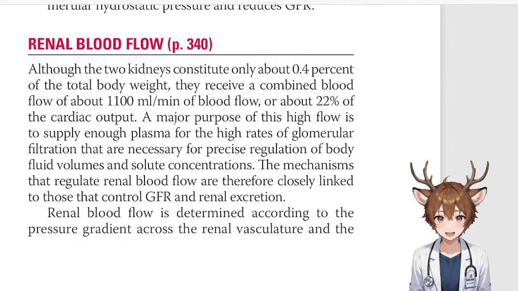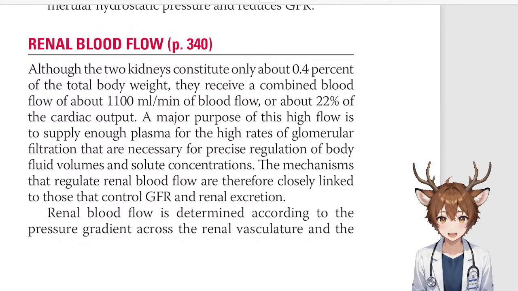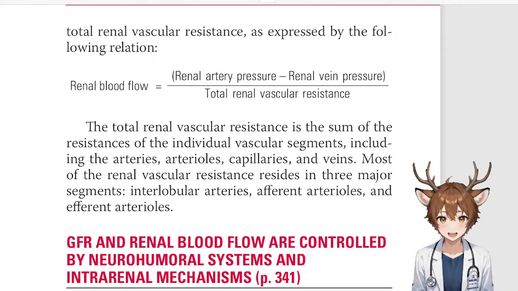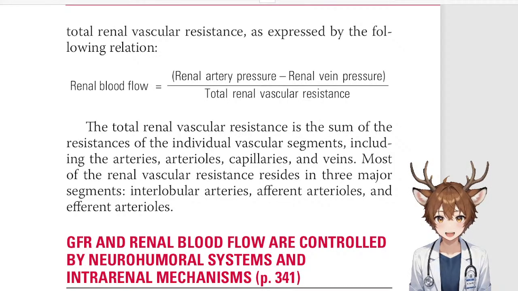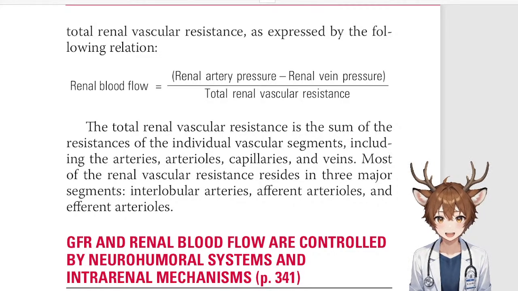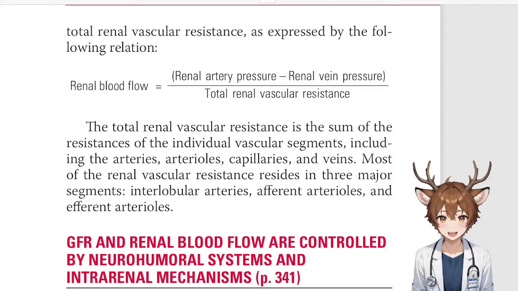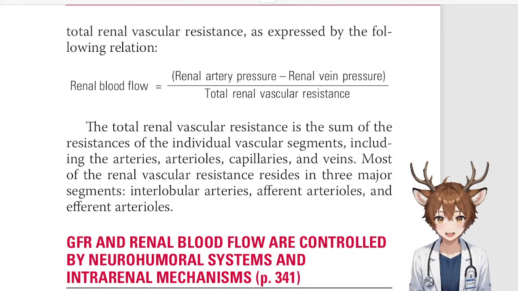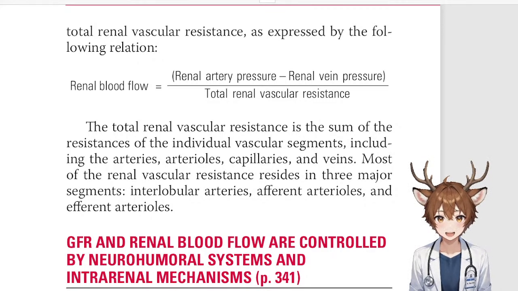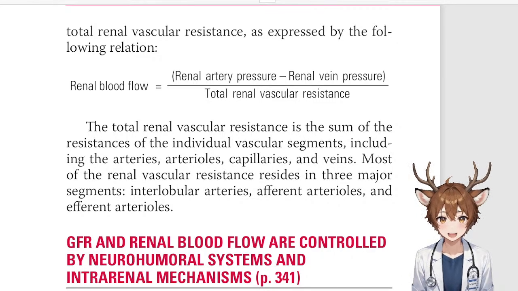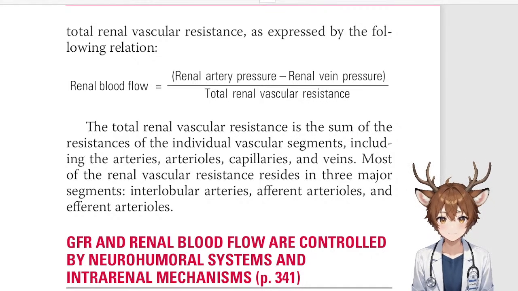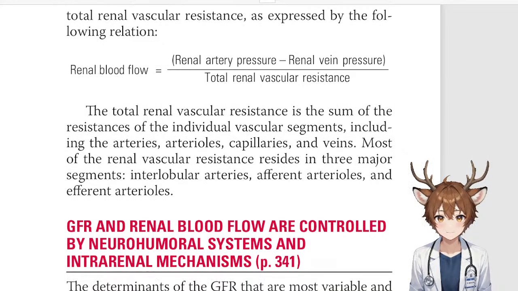Renal blood flow is determined according to the pressure gradients across the renal vasculature and the total renal vascular resistance, as expressed by the following relation. Renal blood flow is equal to renal artery pressure minus renal vein pressure, all over total renal vascular resistance. The total renal vascular resistance is the sum of the resistances of the individual vascular segments, including the arteries, arterioles, capillaries, and veins. Most of the renal vascular resistance resides in three major segments: interlobular arteries, afferent arterioles, and efferent arterioles.